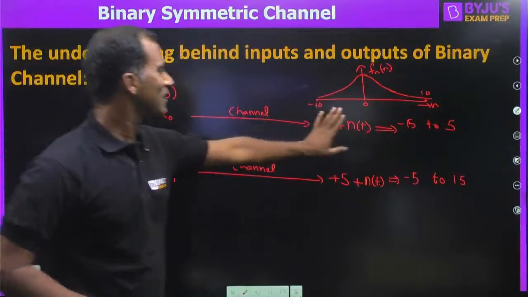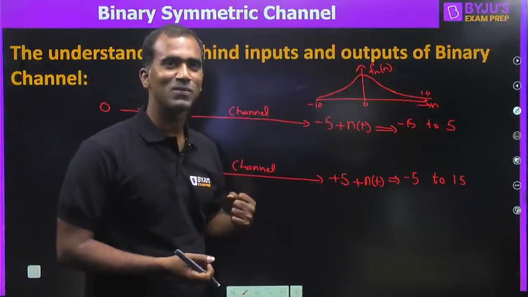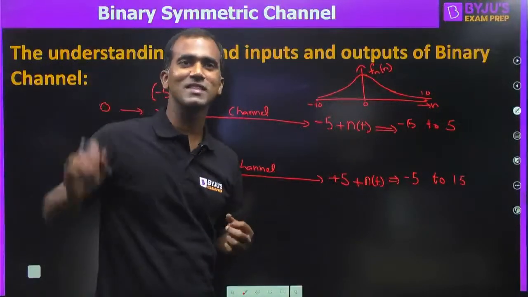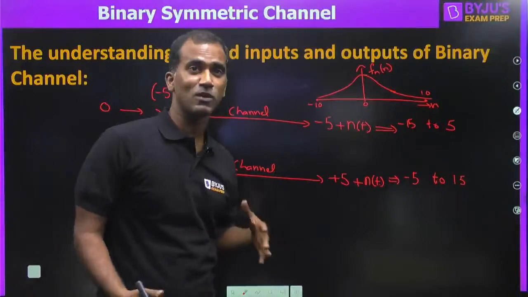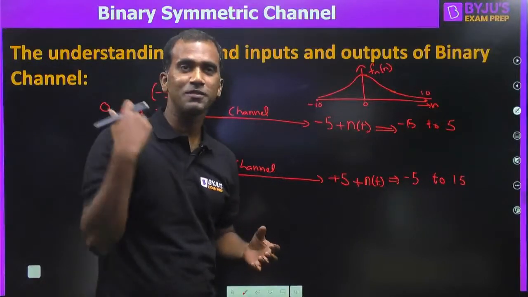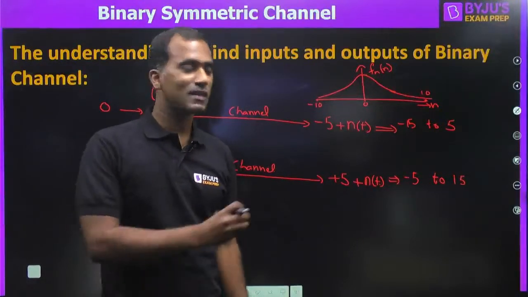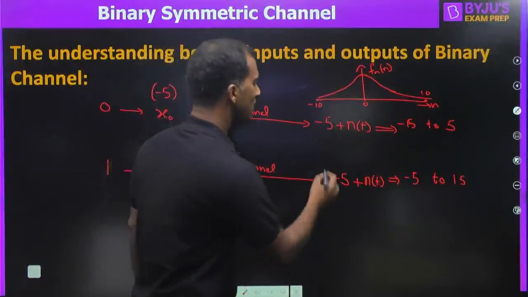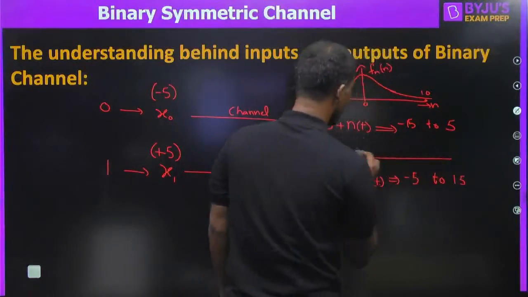Okay, if there was no noise, no confusion. If you receive minus 5, yes, I'll say that okay, 0 is received. If you receive plus 5 without noise, there is no confusion, I'll understand that it is 1. But now the confusion happens. Okay, what are the voltages that we are going to receive?